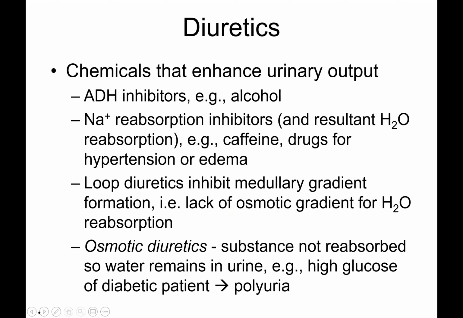Okay, so we can do our own version of diuretics. For example, alcohol is a diuretic. Also, that's one way we can get headaches from too much alcohol consumption, the decrease of the fluid, right? The decrease of water. And dehydration can cause headaches. Caffeine is also a diuretic. Certain drugs for hypertension and edema can be a diuretic.